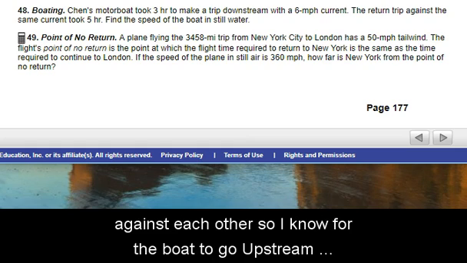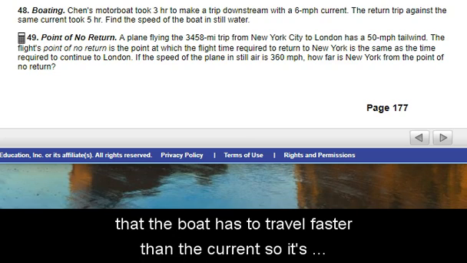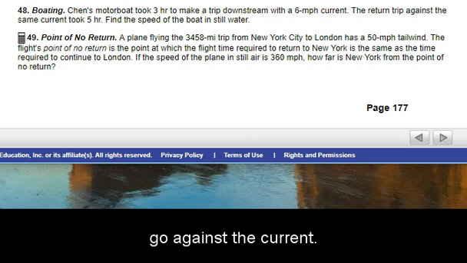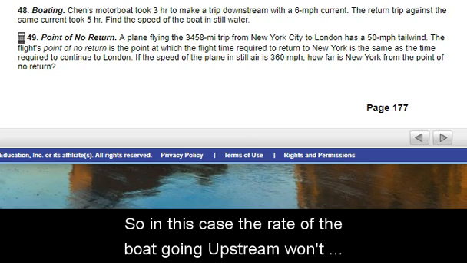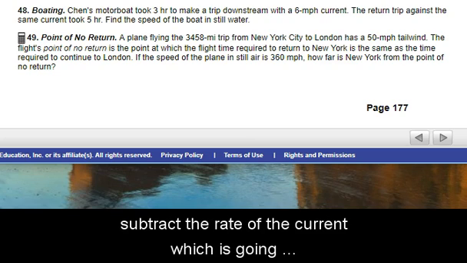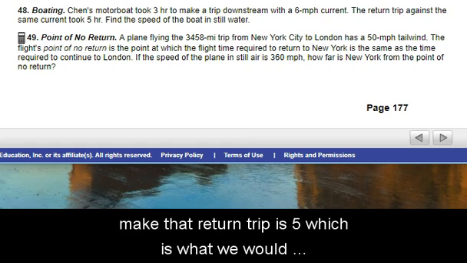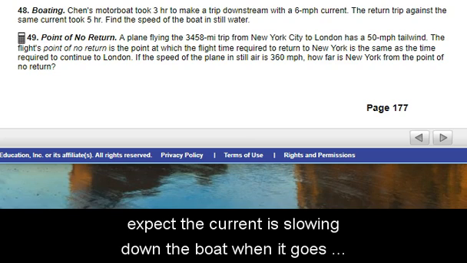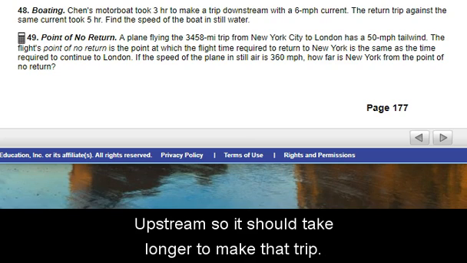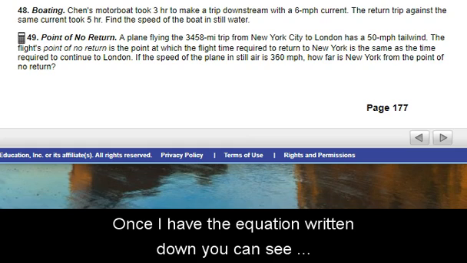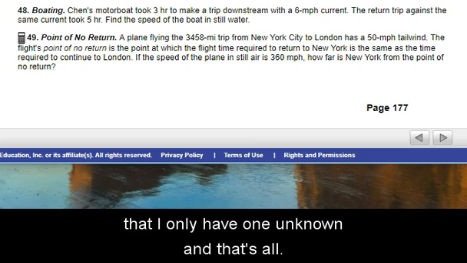So I know for the boat to go upstream, that the boat has to travel faster than the current. So it's got to be more than 6 miles per hour or it couldn't even go against the current. So in this case, the rate of the boat going upstream will subtract the rate of the current, which is going downstream. So now I have R minus 6, and the time it took to make that return trip is 5, which is what we would expect. The current is slowing down the boat when it goes upstream, so it should take longer to make that trip. Once I have the equation written down, you can see that I only have one unknown, and that's R.